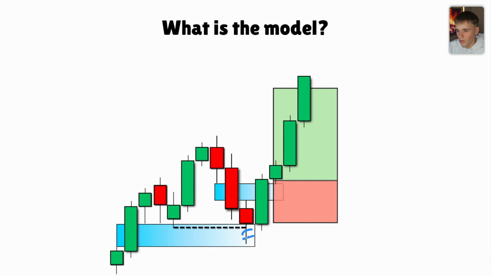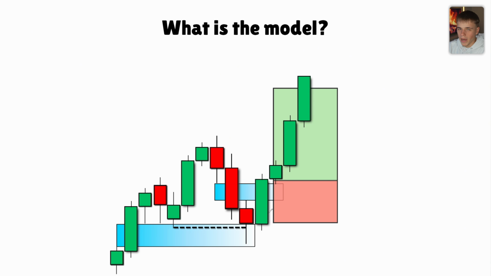So you can see how the body only entered the fair value gap and we closed above it, so we respected it. But then the actual key part happened when we were going to the downside, when we swept liquidity, when we retested this fair value gap right here. What happened is we left a fair value gap here, so you can see a bearish fair value gap.